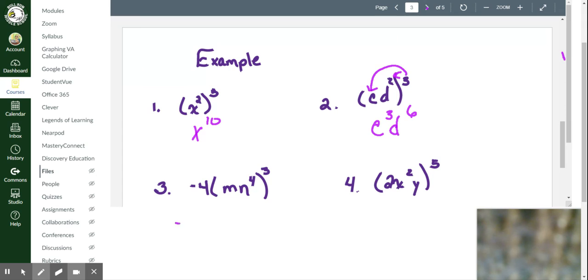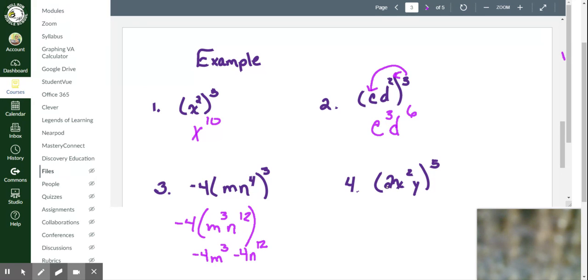Number 3, this 4 is on the outside, so just write them down on the outside to deal with in a minute. To the 3rd, m to the 3rd, n to the 12th. And that is what you have. Now, there was a parenthesis right here and here. You took care of that part, but that 4 is on the outside still. So it's negative 4, m to the 3rd, negative 4, n to the 12th. Because once again, your distributive property.